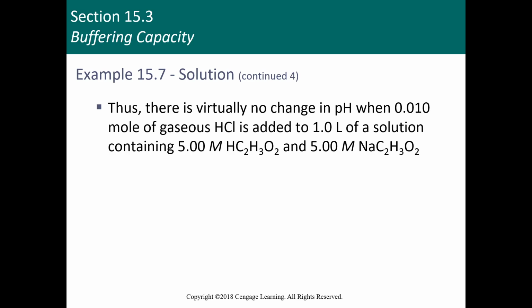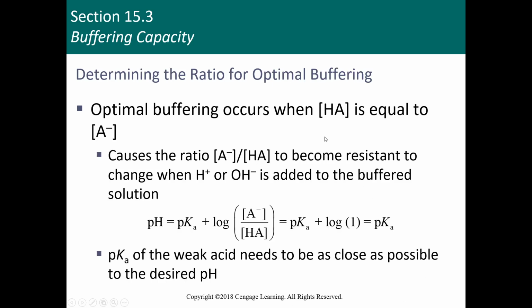So due to the fact that we've added so little HCl, there's virtually no change in pH because we have such a high buffering capacity. So the optimal buffering is going to occur when the HA is equal to the A minus, when we have the largest concentrations for both of these being equal. So the best buffer is going to have equal weights on both sides.